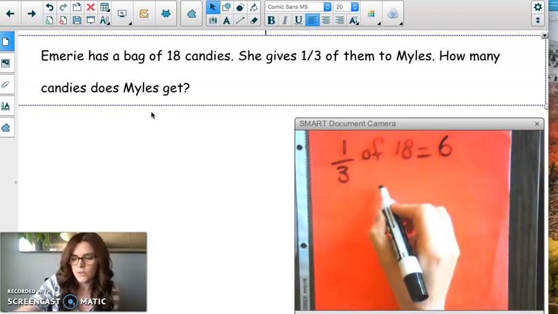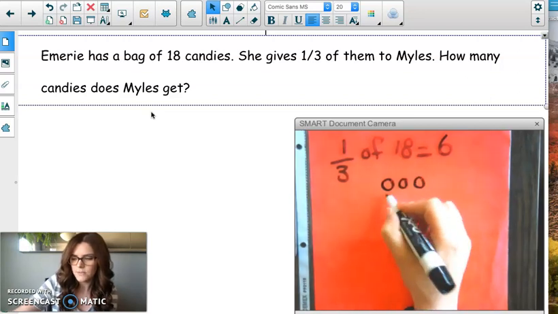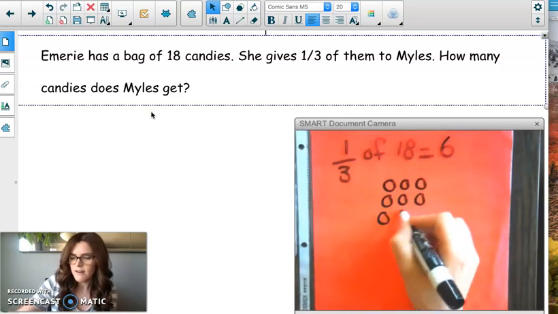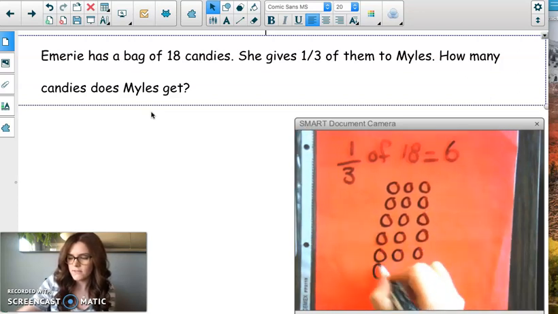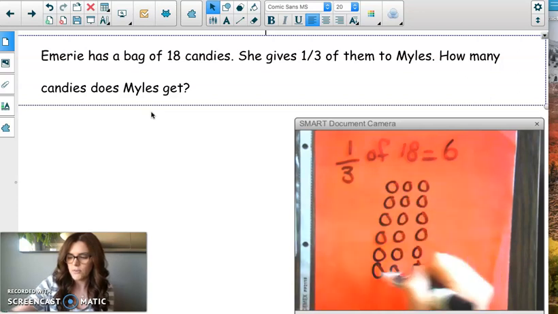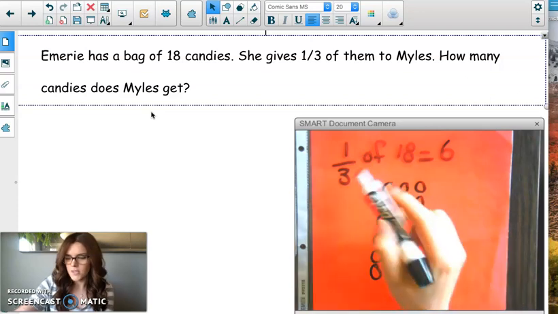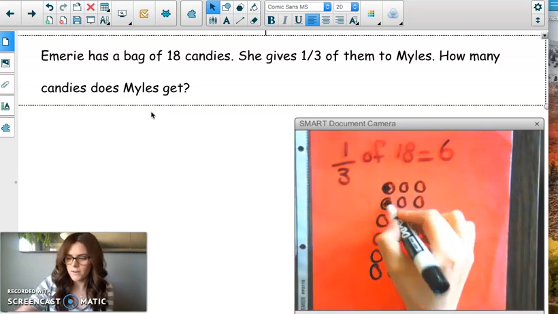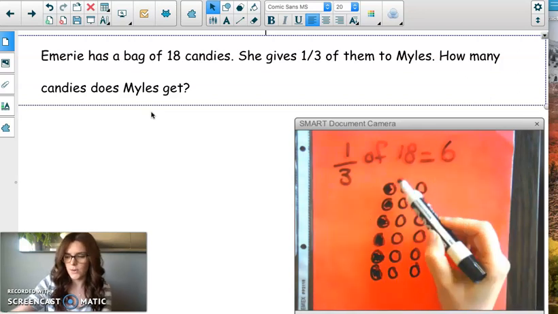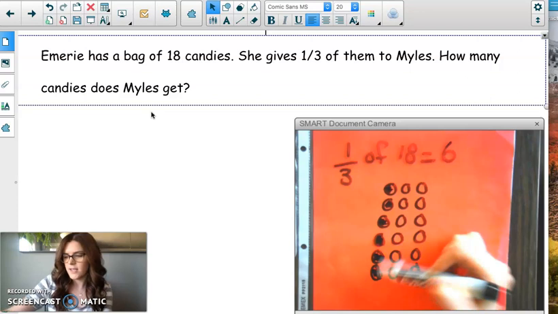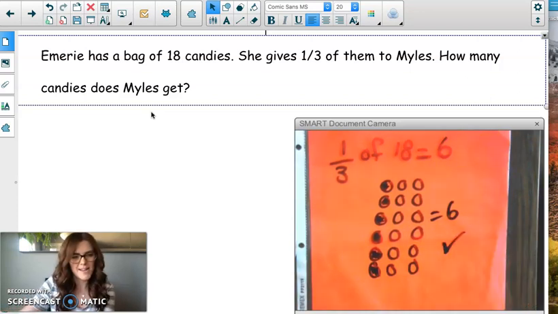Now, another way to do this with pictures is by making an array of a total of 18 with rows of 3. So 1, 2, 3, 4, 5, 6, 7, 8, 9, 10, 11, 12, 13, 14, 15, 16, 17, 18. So we have our 3 groups, and Miles gets 1 of the 3 groups. So if you color in 1 of the 3 groups, you should have 6 in total. So 1, 2, 3, 4, 5, 6. The answer is still 6. Give yourself a check mark if you got that right.